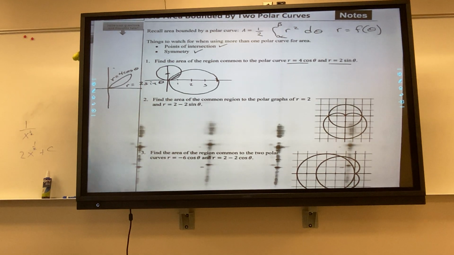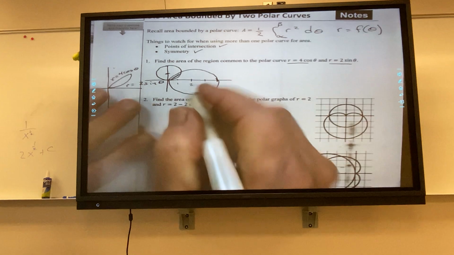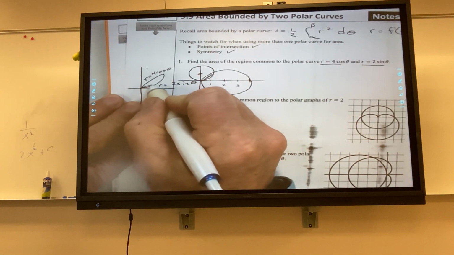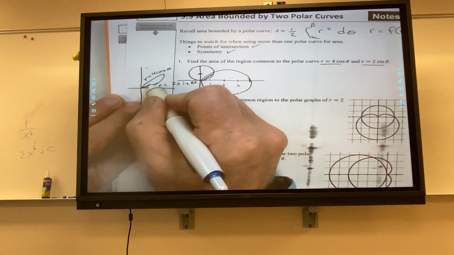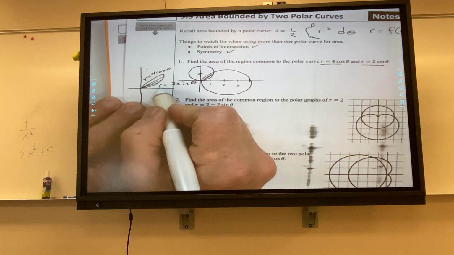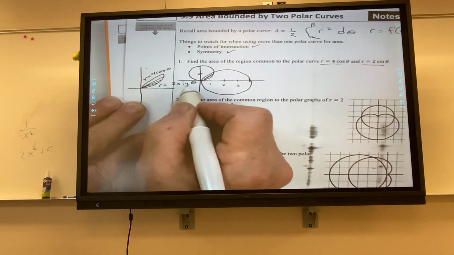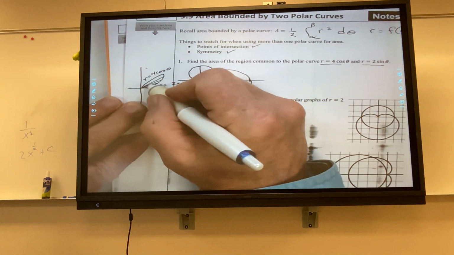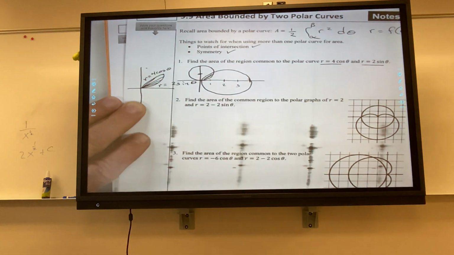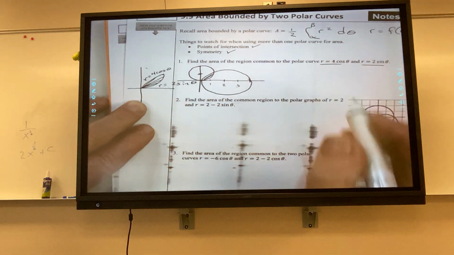Okay. So if you look at this, right here, here's R. And it's this R, right? R equals 2 sine theta. And then once I get past this point, the R changes, doesn't it? Correct? So we're going to need 2 integrations. Does that make sense? Okay. So I have to figure out where that point of intersection is.